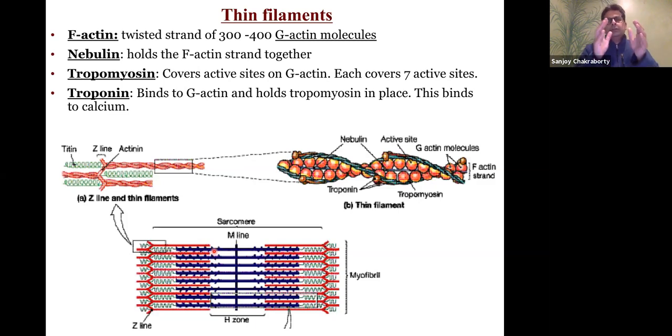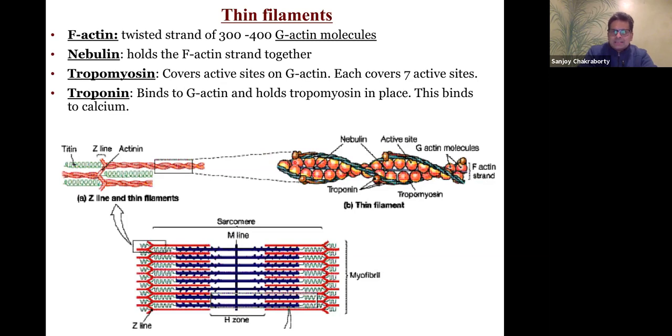Okay, so now let's go into a little more detail on the thin filaments and thick filaments. Thin filaments, although I said already that they are made with an actin protein, that is not actually all. There are many more things in it. So this is how the thin filament looks, and when you enlarge it, this is how it looks.